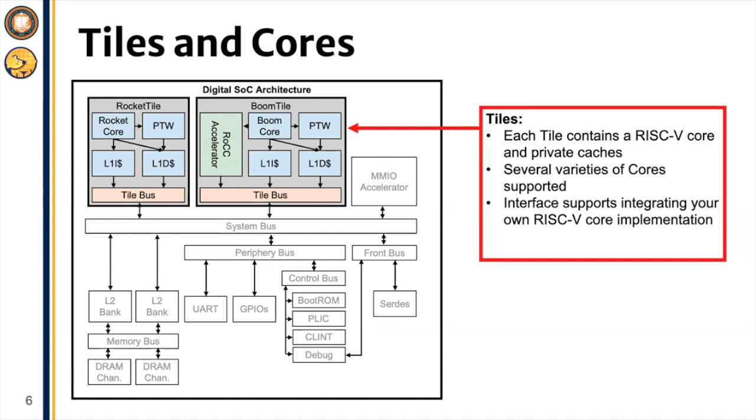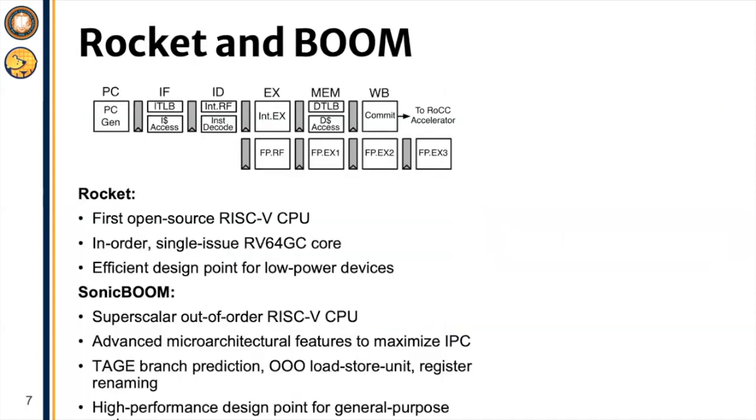And I'll show how that's done in a moment as well. But the standard cores that most people will use in Chipyard, at least starting out, are Rocket and Boom. Rocket is the first open source RISC-V CPU, developed alongside RISC-V many years ago. It's an in-order, single-issue, 64-bit RISC-V core. At this point, it's an efficient design point for low power devices.